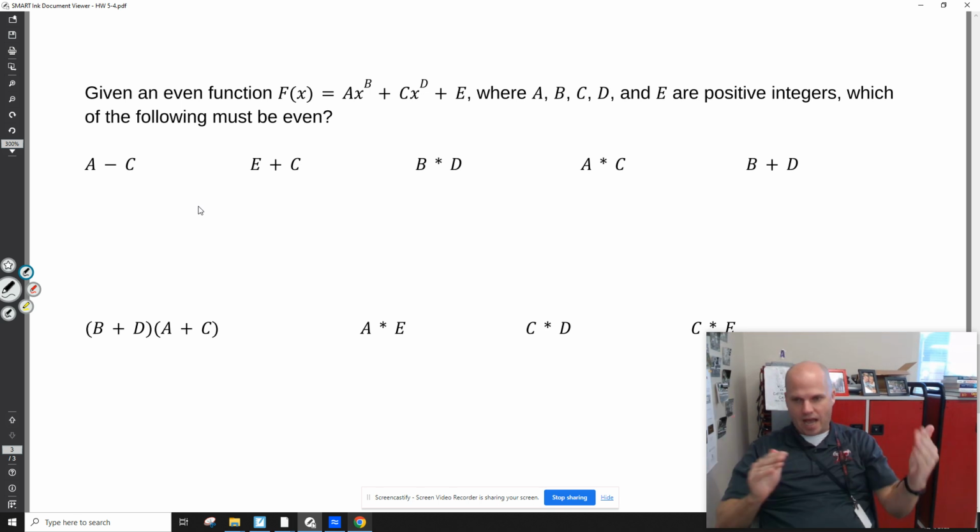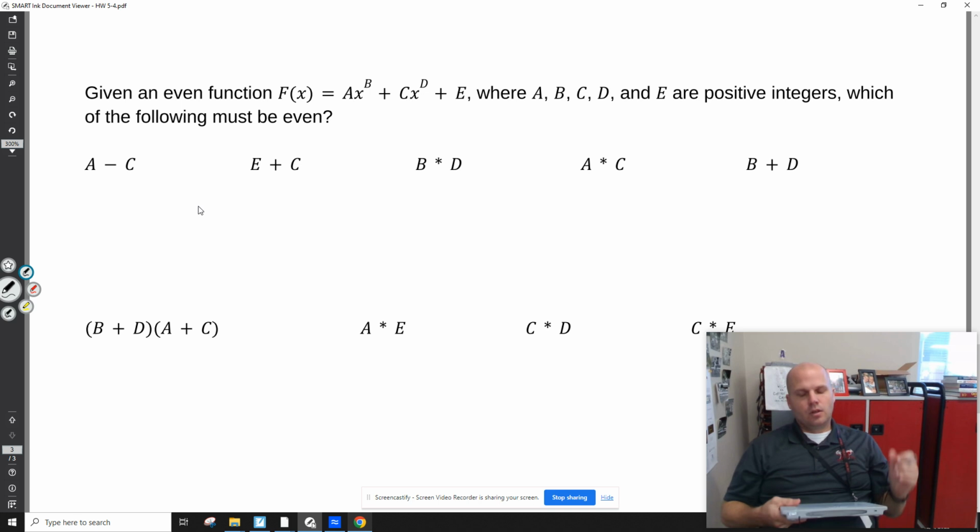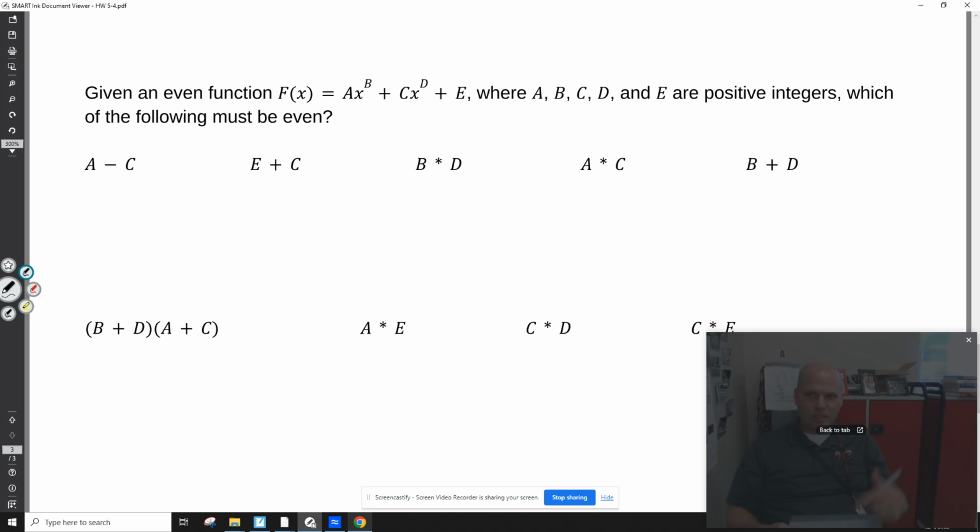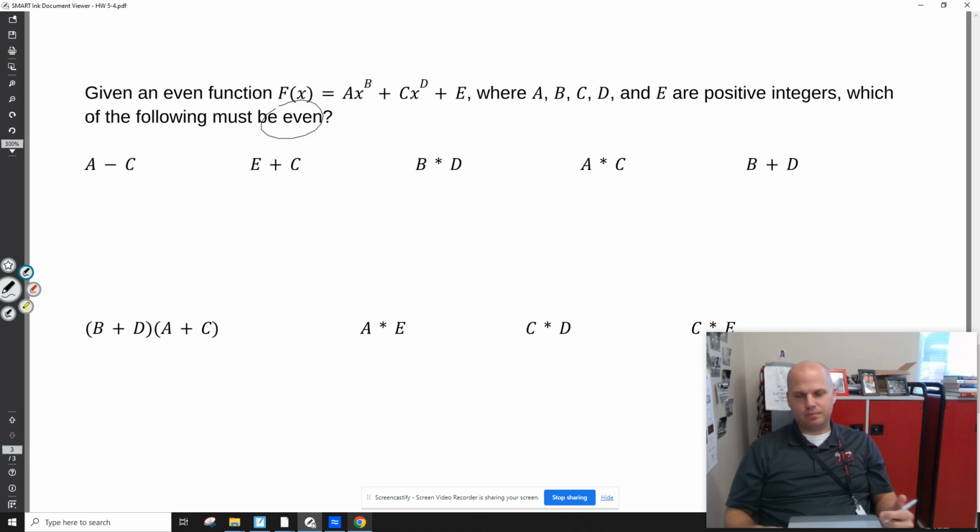We're told that we have an even function. Well, we got A, B, C, D, E are positive integers. What kind of manipulation of these numbers will lead to an even value? Now, here's the only thing that must be true. B and D must be even. A, C, and E can be anything. Okay? So A could be even or odd. C could be even or odd.